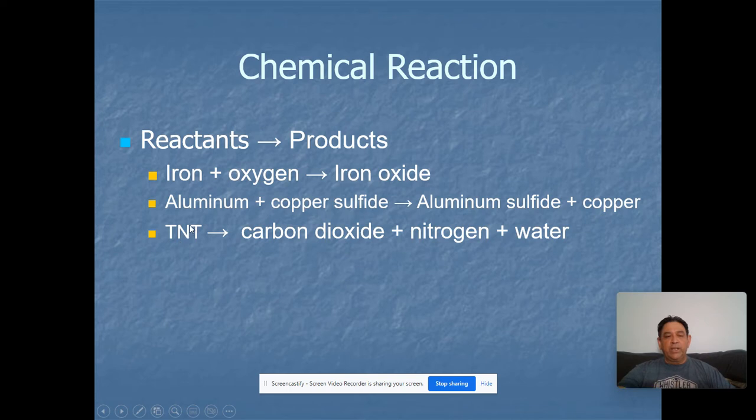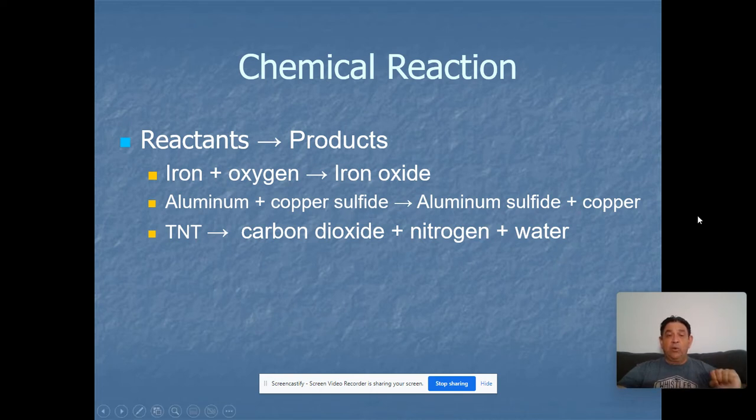And the last one, here we go, TNT, which is short for trinitrotoluene. Look at this formula later on in the year. But TNT is the reactant, one reactant, and it basically decomposes, breaks down, and it turns into carbon dioxide, nitrogen, and water. Okay, so these are examples of chemical reactions. And once again, these chemical reactions are examples of chemical changes.